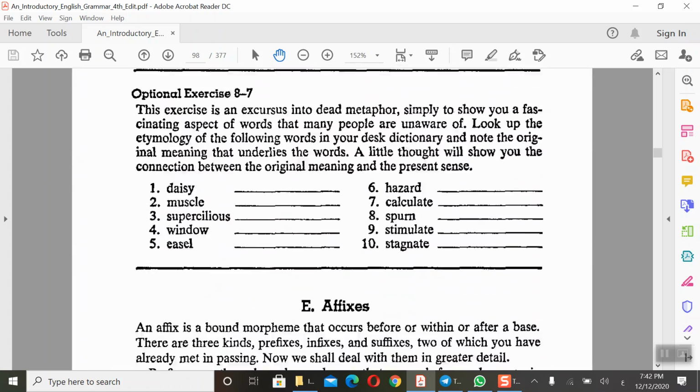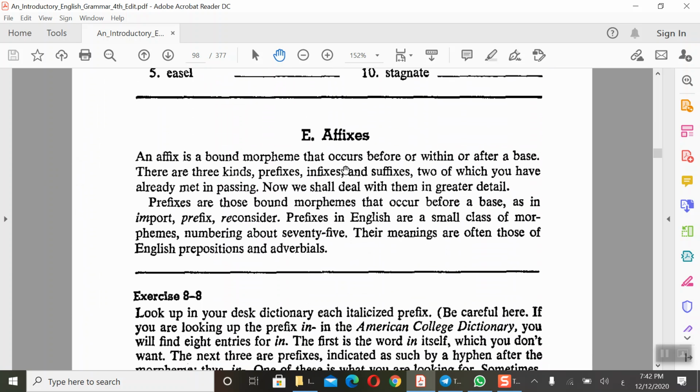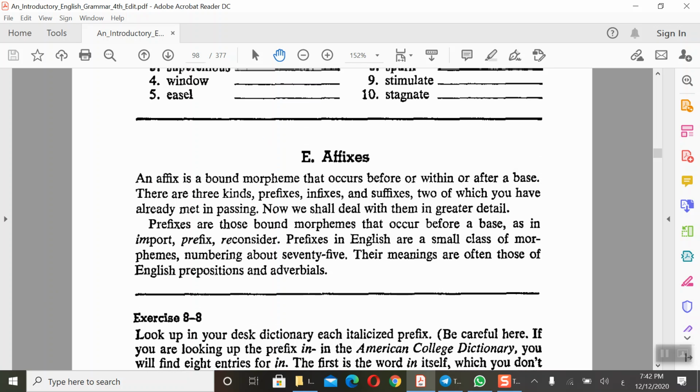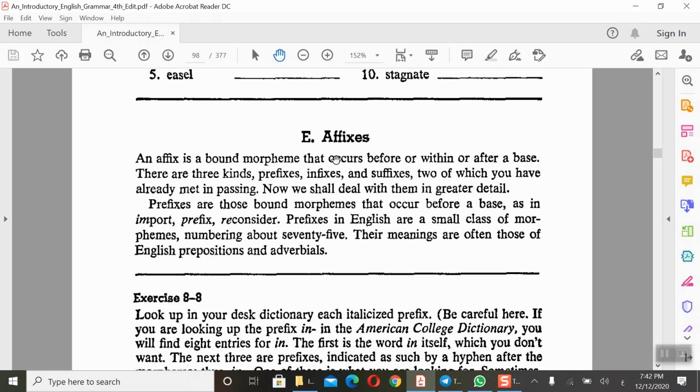Now we are talking about affixes. We talked about it just minutes ago, and now affixes. What are the affixes? This is the definition of affix: an affix is a bound morpheme. Remember, we have two types of morpheme: free morpheme and bound morpheme. We have bases, free base and bound base. So here we talk about bound morpheme.